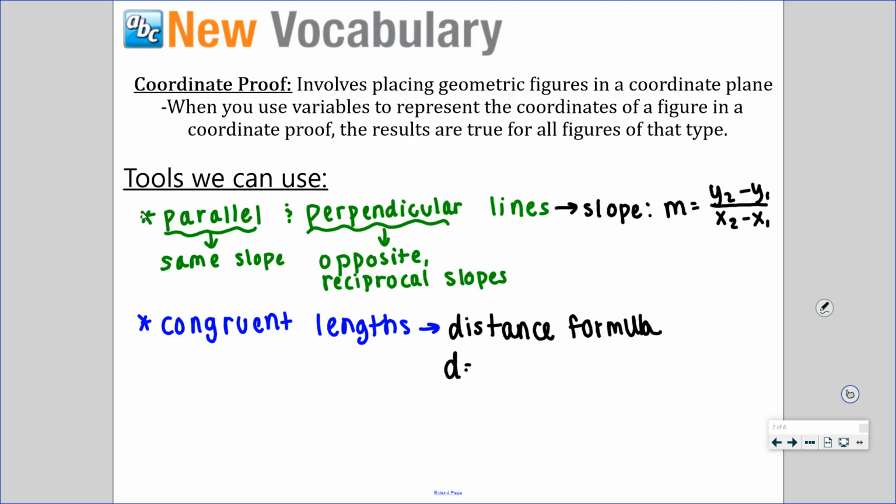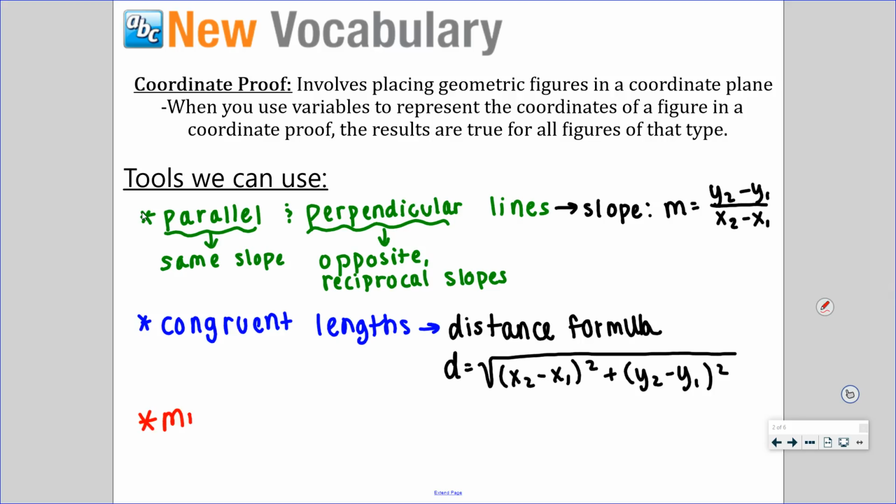So that is the square root of x2 minus x1 squared plus y2 minus y1 squared. Last one. It's been a while since we've done this one. The last one we're going to use in this lesson that we've done before is the midpoint. How we calculate a midpoint of a line segment.